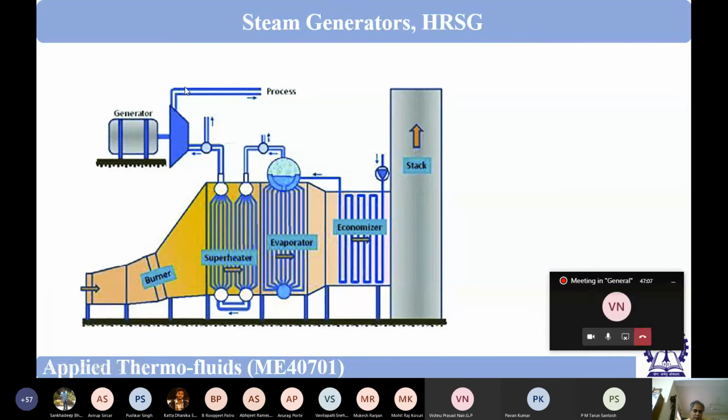After this, the water is coming to the economizer. So in the economizer, the temperature is low. You see how the color is changing. Then from the economizer, it is going to the evaporator, which is having a steam drum, and then from there it is going to the superheater, and from there it is going to the turbine.